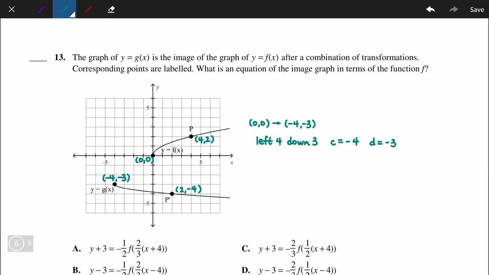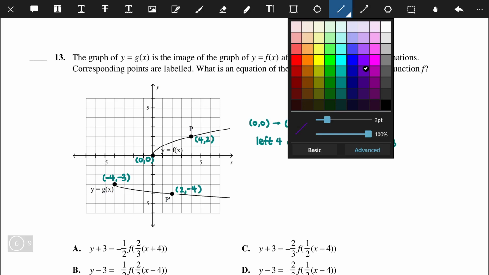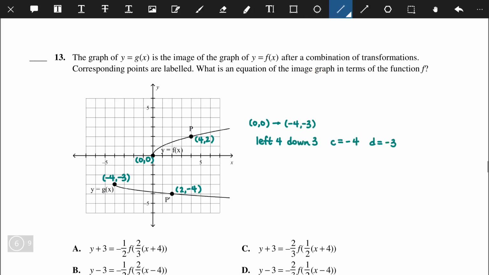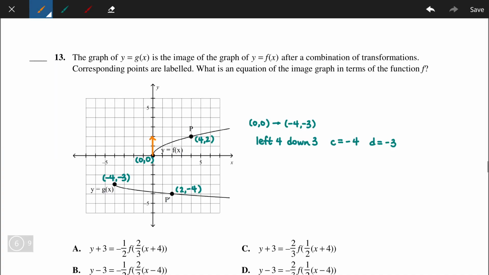Okay, so next, we need to consider what happens going from the point (0, 0) to the point (4, 2). Use a different color here. Notice that going from (0, 0) to (4, 2), we move up 2 spaces. And then let's look at what happens in the second graph. Instead of going up 2 spaces, we actually go down 1 space.